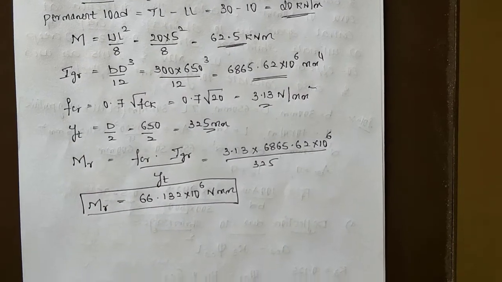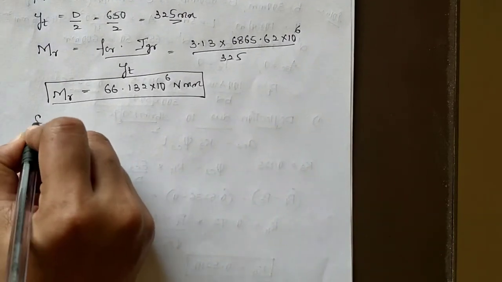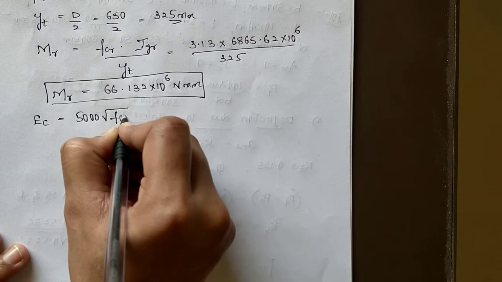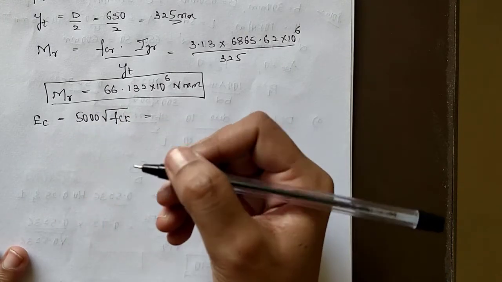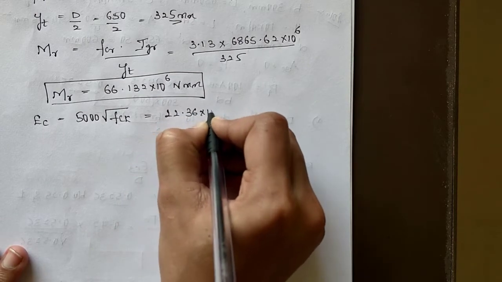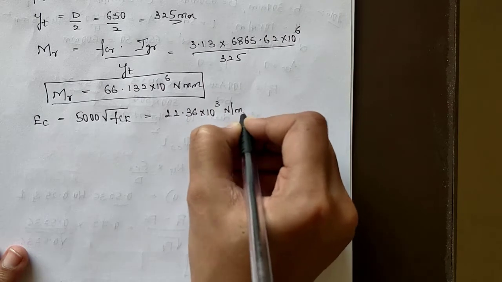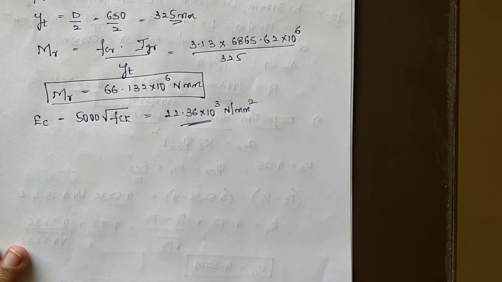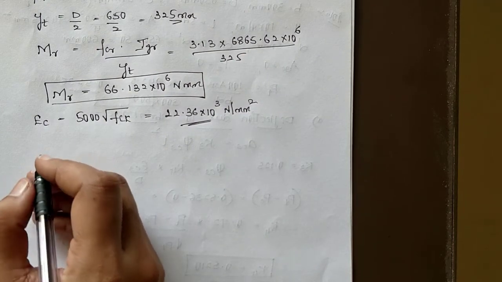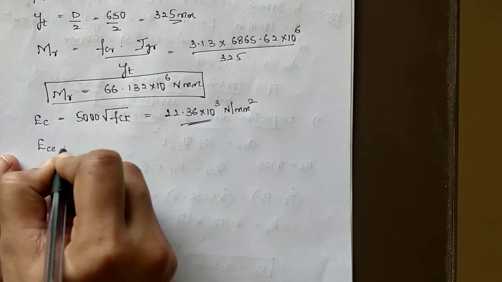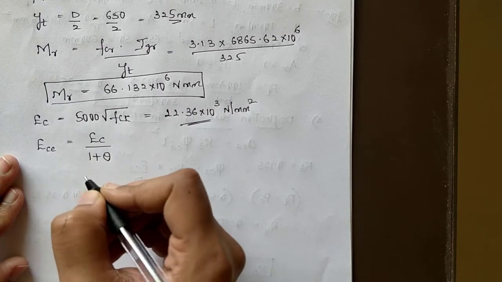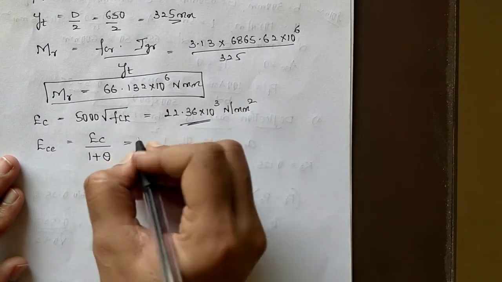Once you calculate the Mr value, go for the modulus of elasticity of the concrete Ec, that is 5000 root of fck value. fck is 20. Then you will get it as 22.36 into 10 to the power of 3 Newton per mm square. This is the modulus of elasticity of the concrete. You need to calculate the effective modulus of elasticity of the concrete, that is Ece. It is given by Ec divided by 1 plus theta. Theta is nothing but your creep coefficient.